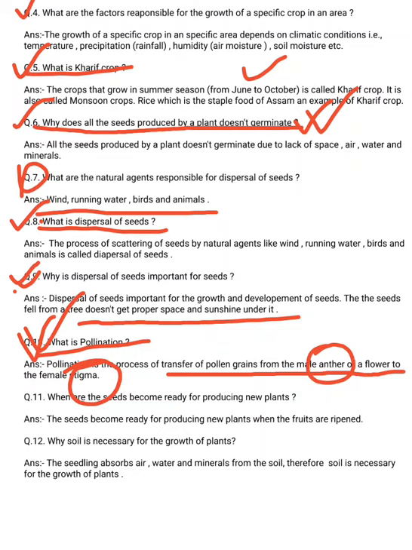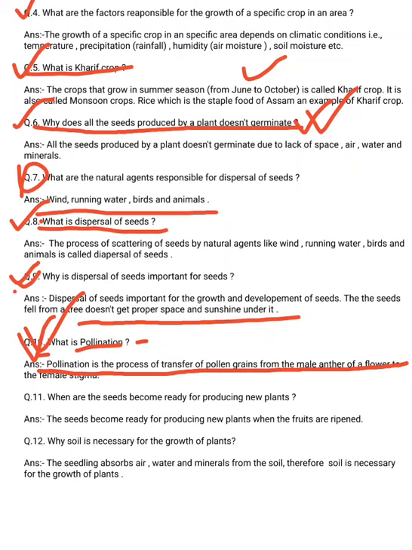Yes, so again I am reading. Let us read the answer again. Pollination is the process of transfer of pollen grains from the male anther to the female stigma. Very easy and very important question. I am giving here a double tick.